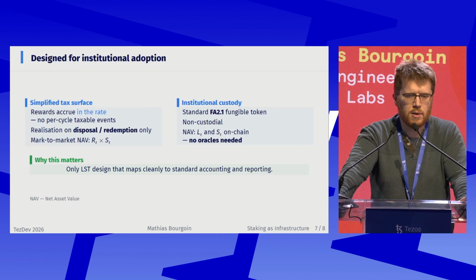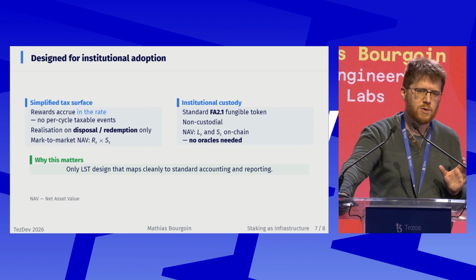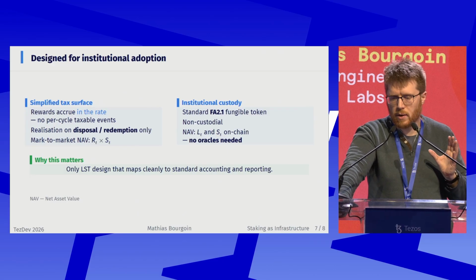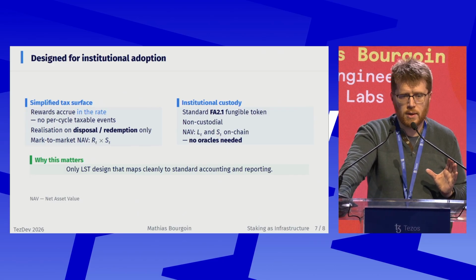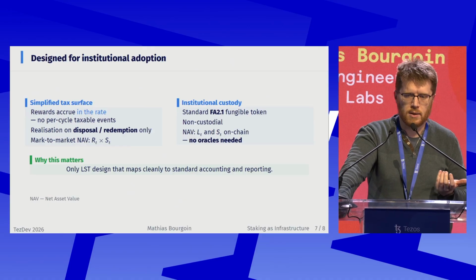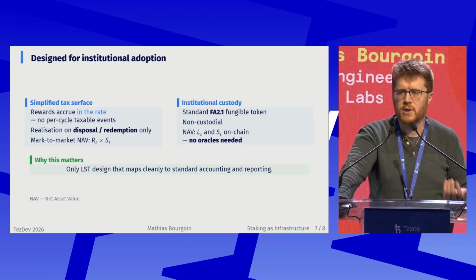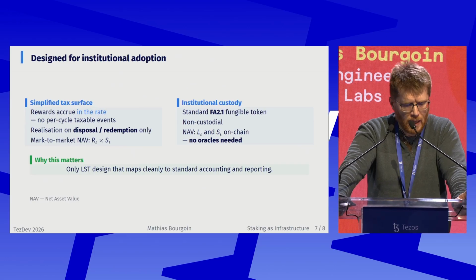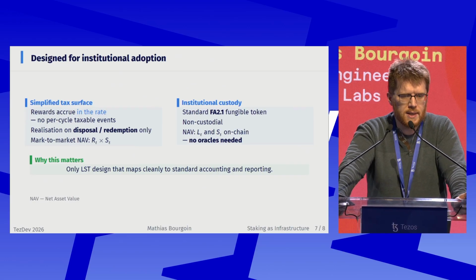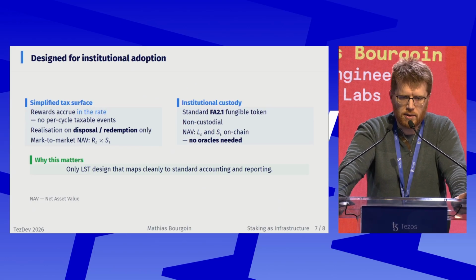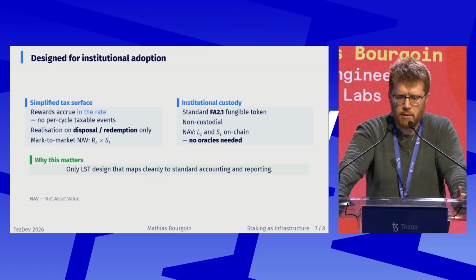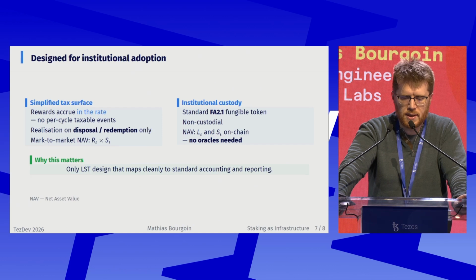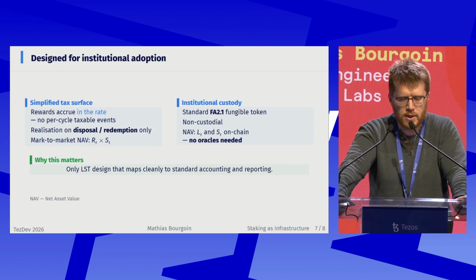And as I said before, the contract, the interface that is used to handle the stake, is completely compatible with FA 2.1, which means that it's a standard in the Tezos ecosystem, and it can be used with any tool, any wallet that is compatible with FA 2. So we think that this very simple design is what opens canonical LST to more adoption, and in particular institutional adoption, where simplicity and standard accounting is important.